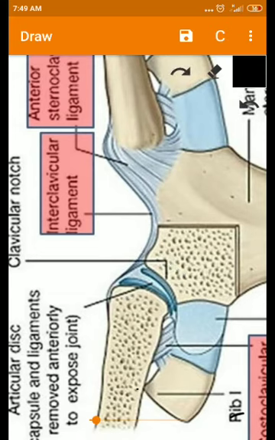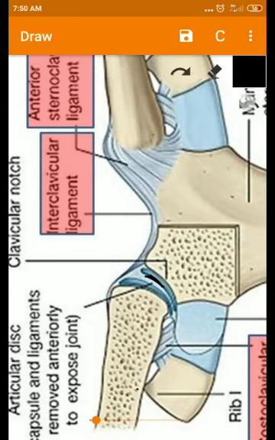Because of this capsule, a cavity is present in between them. That cavity is called the joint cavity. Inside this cavity, a disc is present, which is dividing the joint cavity into two. The articular disc, you can see the light blue color, is present inside the joint cavity in between these two articular ends.